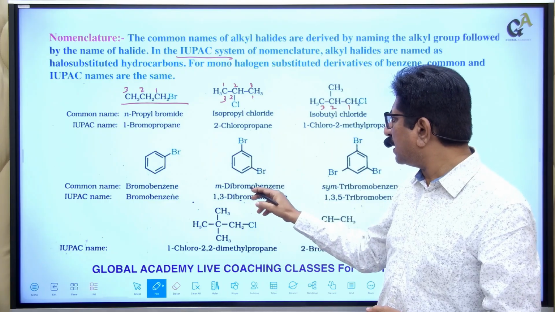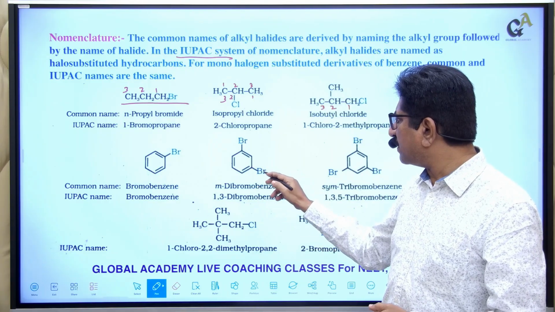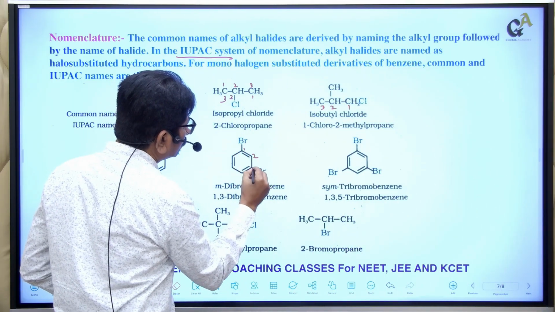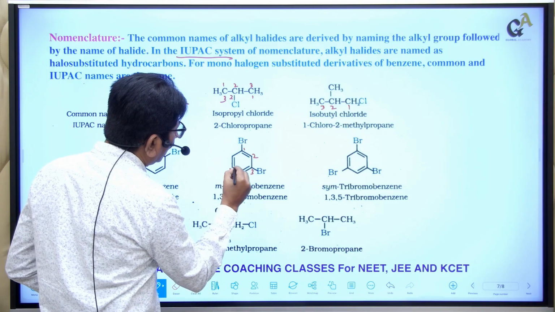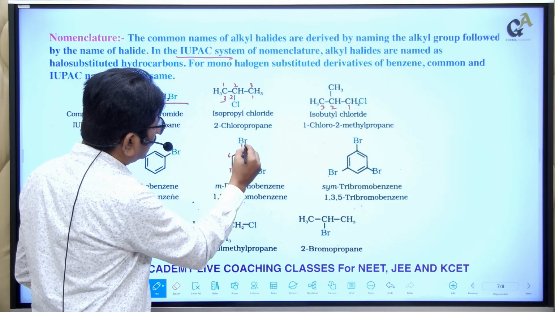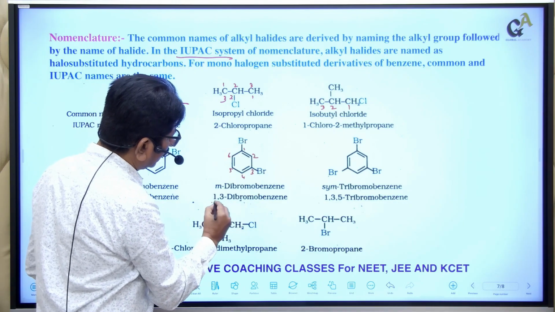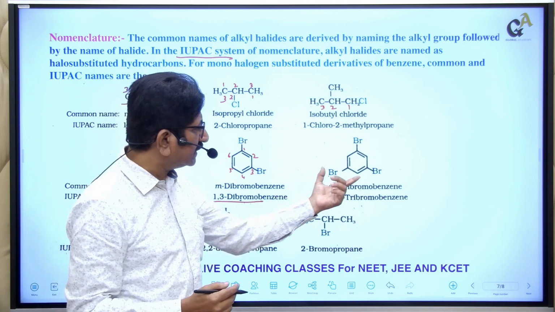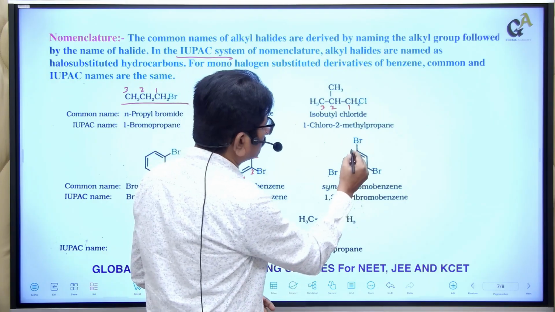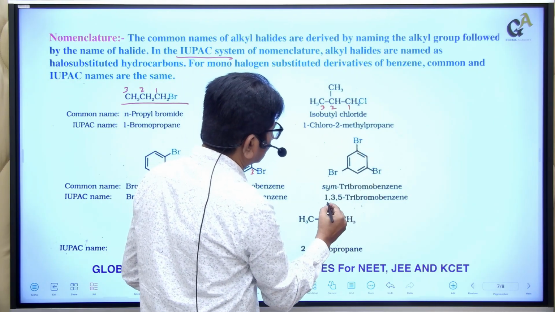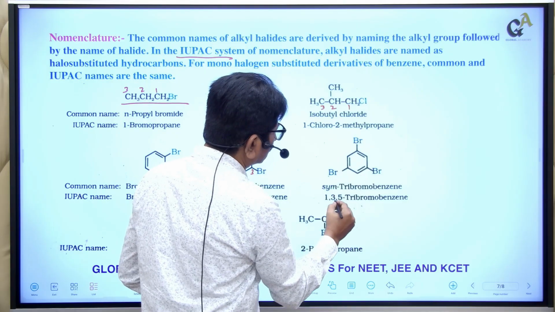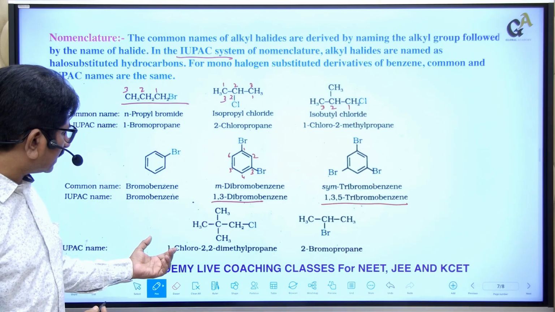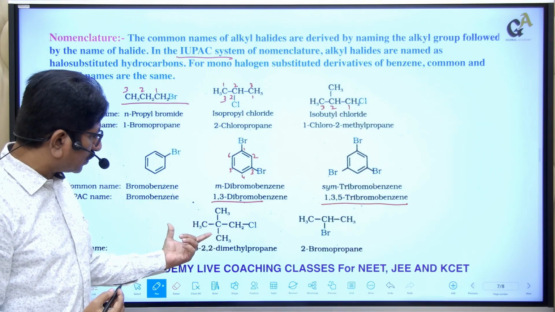This is meta-dibromobenzene. The numbering is from this side: this is 1, this is 2, this is 3, this is 4, 5, and 6. Therefore it is 1 and 3, so 1,3-dibromobenzene, as 2 bromines are there. Similarly, here 3 bromine atoms are there, and hence it is 1,3,5-tribromobenzene we are writing. Similarly, if you take some more compounds, here you can see this compound.